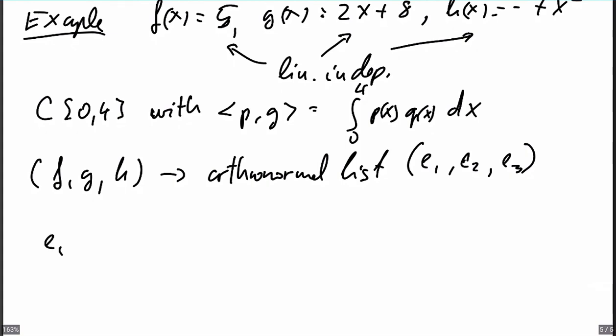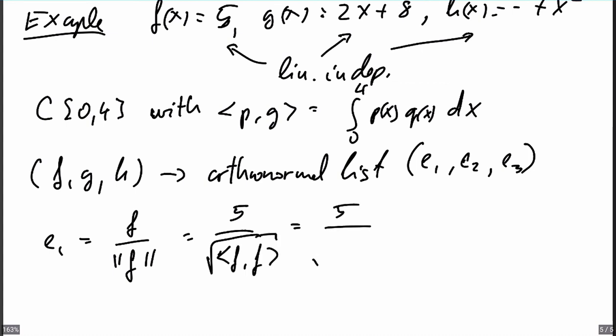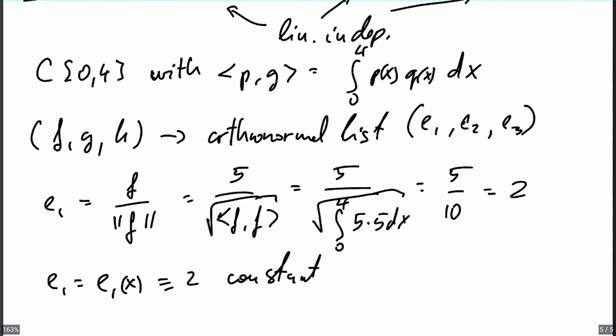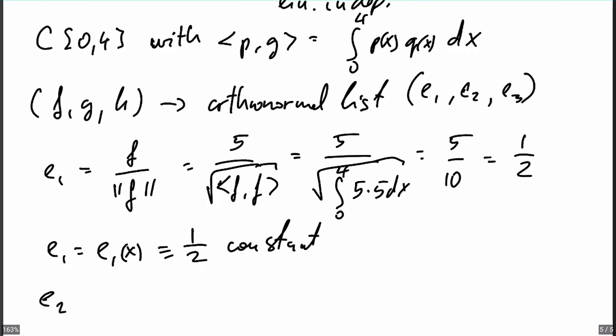We have E1, which is f divided by the norm of f. This is 5 divided by the norm of 5, which is the square root of f inner product f, which is the square root of the integral from 0 to 4 of 5 times 5 dx. So this is 25 integrated over 0 to 4. That's actually 100. The square root of that is 10. And this is 1 over 2.